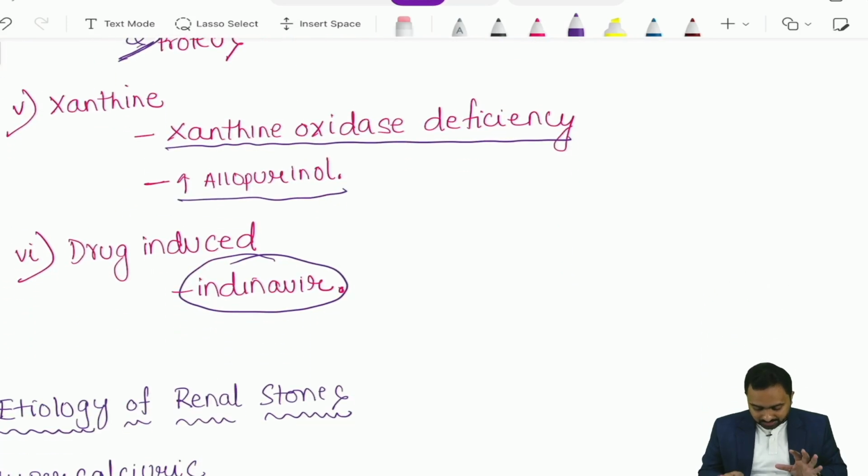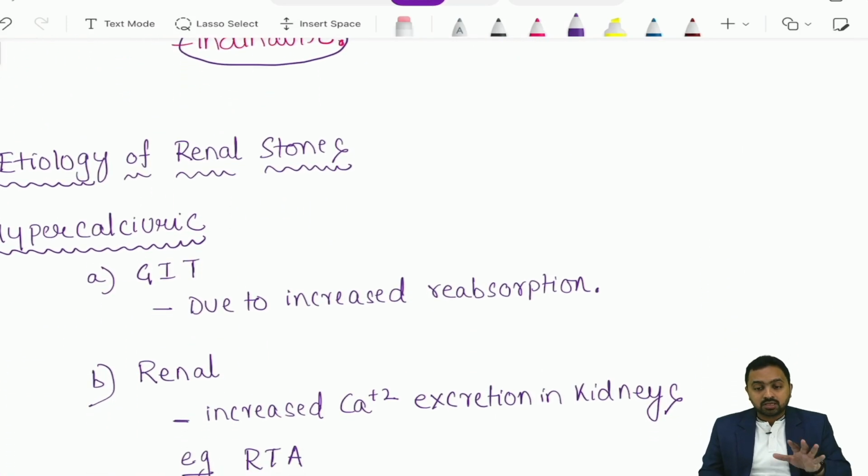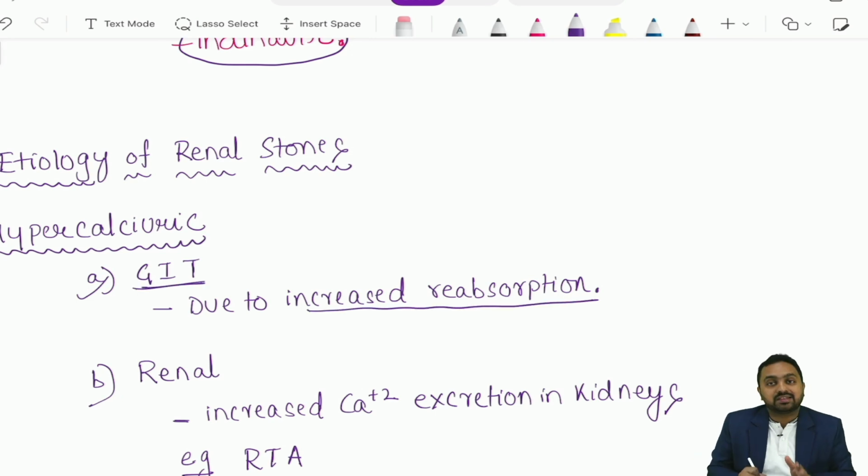Now, coming down to the next part is the etiology of renal stone, right? It could be because of hypercalciuria, that is increase in the calcium. How can it be? Why can it be caused by high calcium levels? Because of increased reabsorption from the gastrointestinal tract.